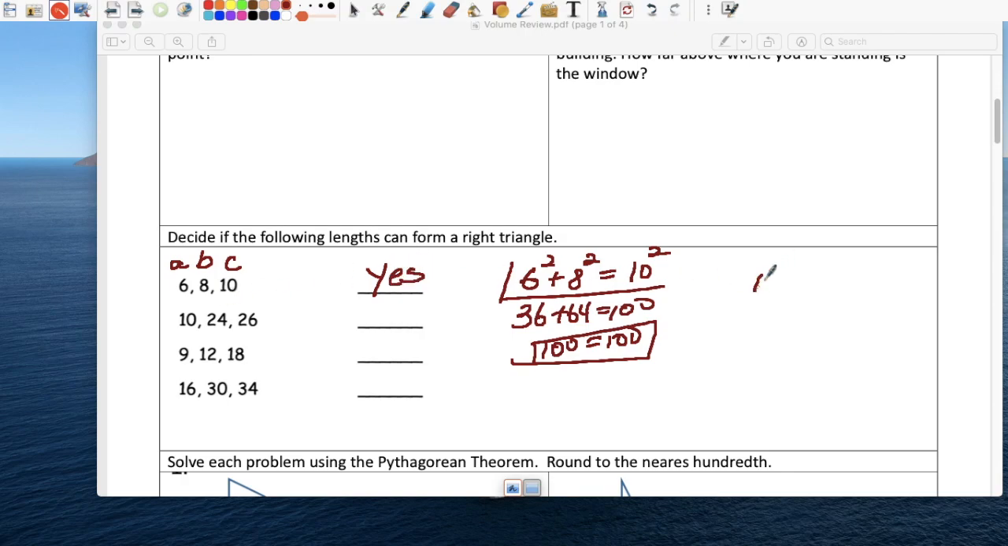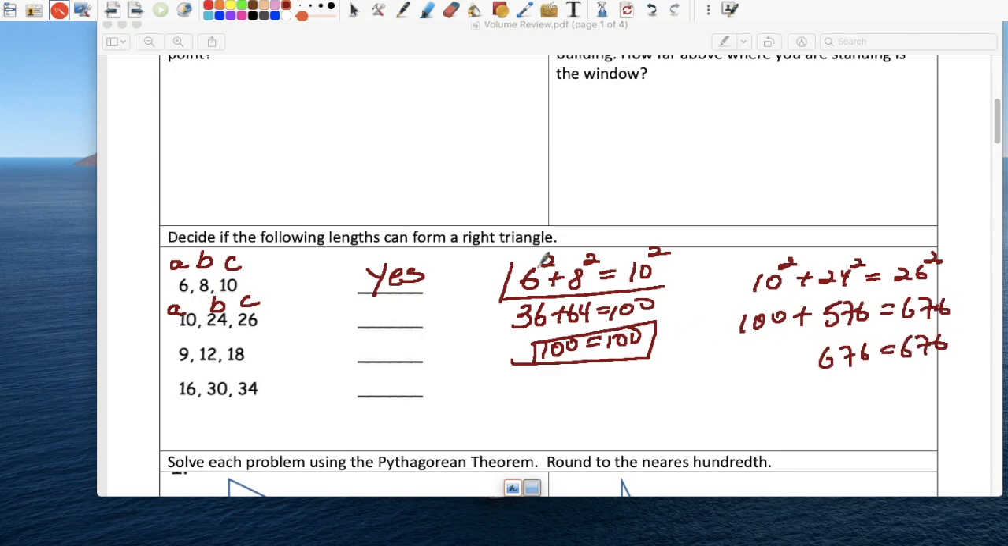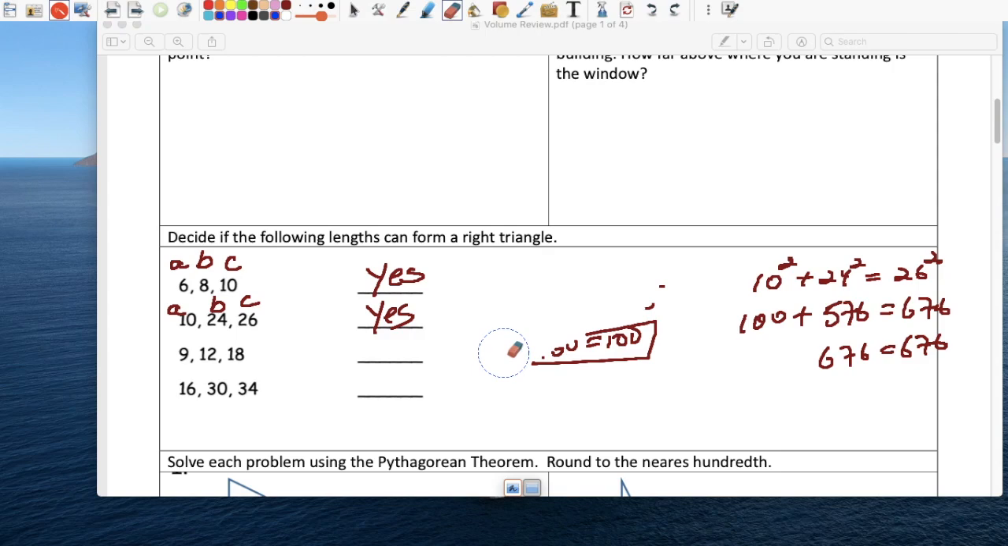So the next one. Let's call this A, let's call this B, and C is always the longest side. So 10 squared plus 24 squared equals 26 squared. That's 100. 24 to the second power is 576. 26 to the second power is 676, and they're going to be equal to each other. So these three side lengths also represent the side lengths of a right angle triangle. Just make some room here.